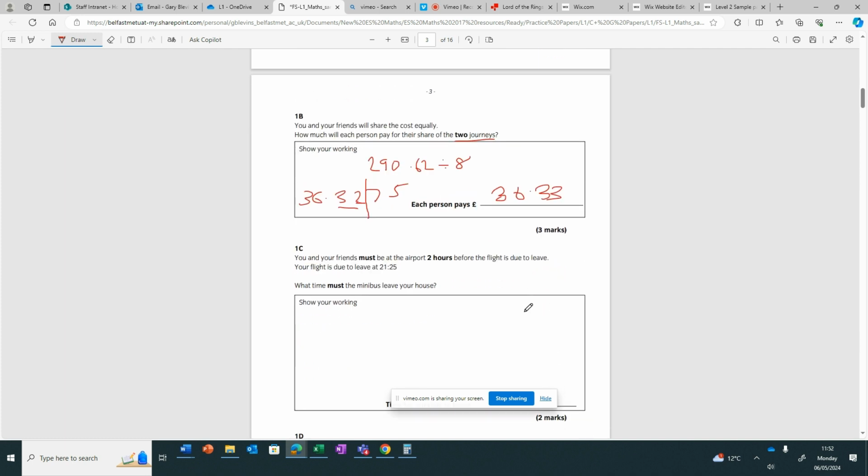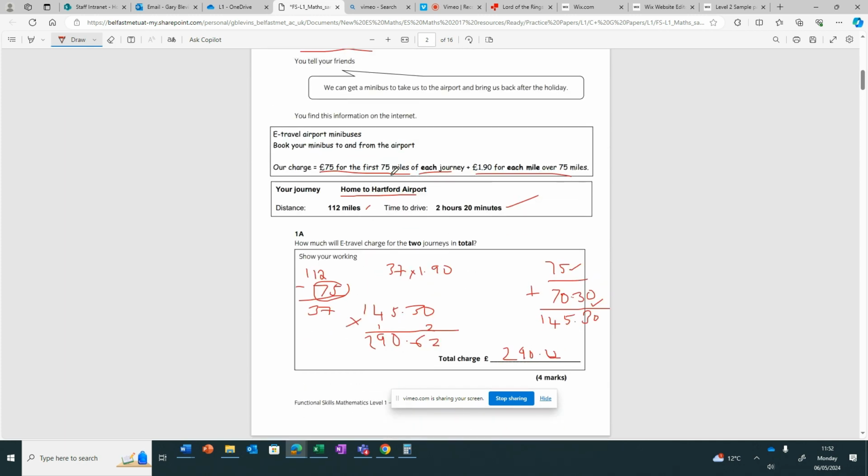You and your friends must leave the airport 2 hours before the flight is due. Your flight is due at 21:25. What time must your minibus leave the house? Well, it's got to be there 2 hours before the flight. We take 1 hour away, that's 20:25. We take another hour away, that's 19:25. That's your 2 hours covered.